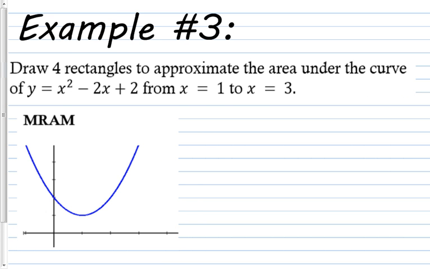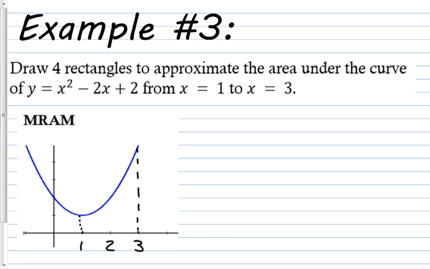Example 3 is the same stuff from the try it, but it's MRAM. This time we're doing MRAM. And MRAM is a lot more complicated because it uses the midpoint. So for example, this graph, they want to know the area from 1 to 3, and they want us to use 4 rectangles. So I'm only going to focus from 1 to 3.